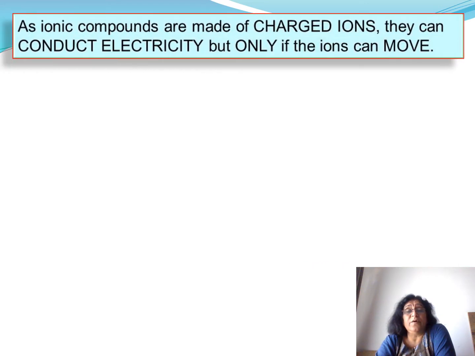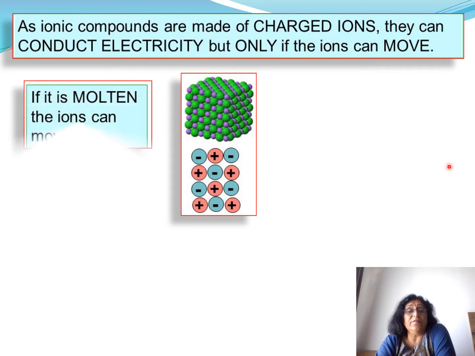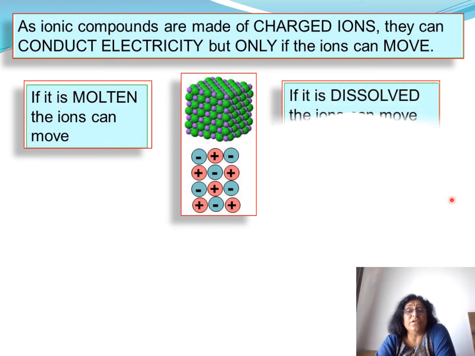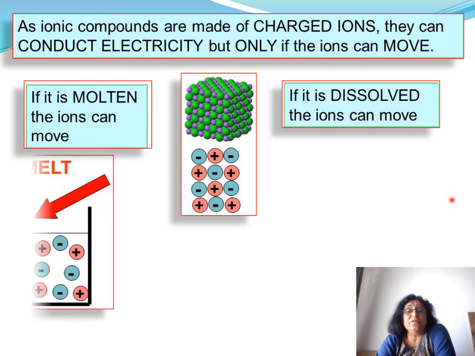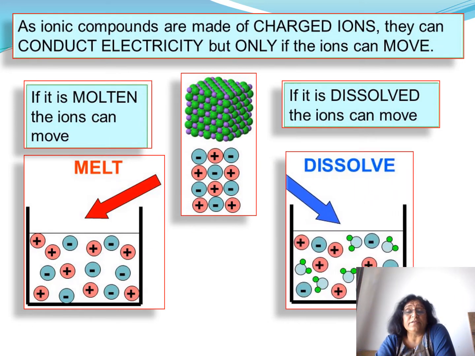So ionic compounds are made up of charged ions. They can conduct electricity, but only if the ions can move. So here we can see when it is a solid ionic compound, the ions are very close, so they do not allow the passage of electricity. But when it gets molten or is dissolved in water, the ions become far apart from each other and they allow passage of current.